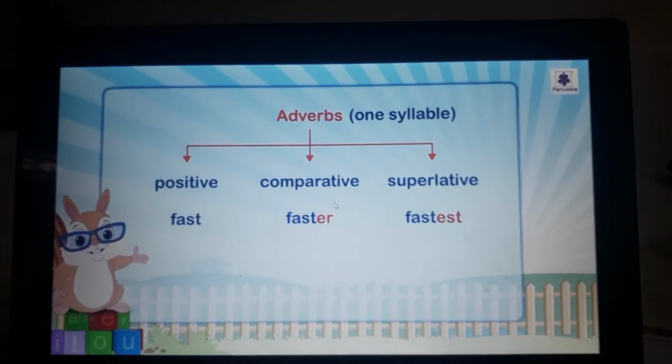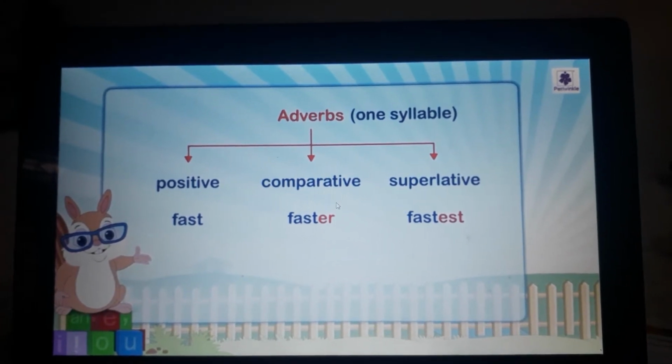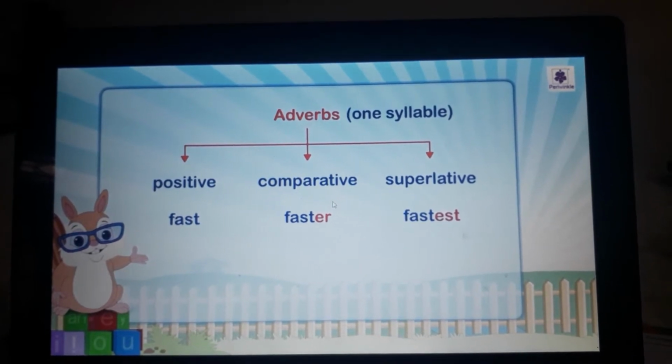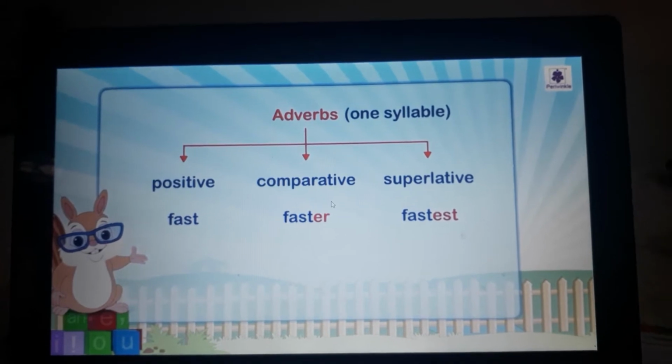Fastest, so it is the superlative, so I'll say that she is the fastest runner in the class. She is the fastest runner in the class.